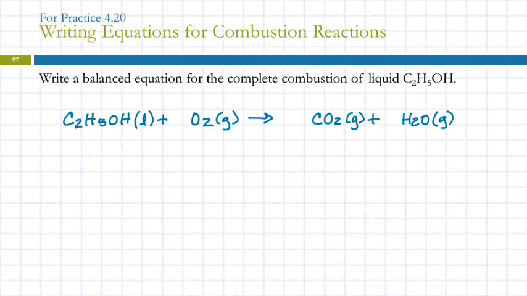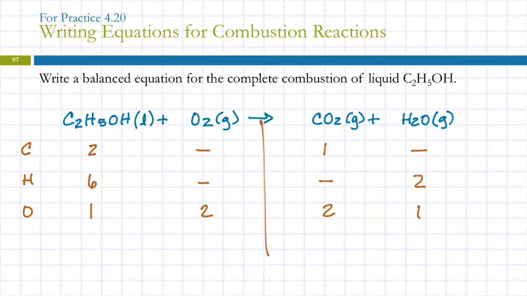Did you like the tally method, or would you rather just go back and forth? Anybody have an opinion? Tally method, okay. You can do back and forth too. Okay, so tally method, we're going to just draw a line down the middle. We're going to take inventory: carbon, hydrogen, oxygen. There's two carbons, 6 hydrogens, and 1 oxygen there. No carbons, no hydrogens, 2 oxygens. We'll come over here. We've got 1 carbon, no hydrogens, 2 oxygens, no carbons, 2 hydrogens, 1 oxygen. Okay, I did that kind of quick.